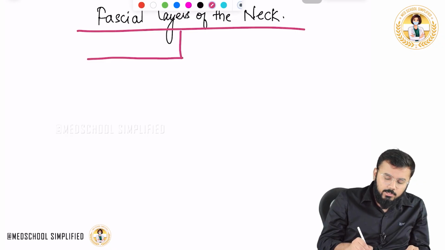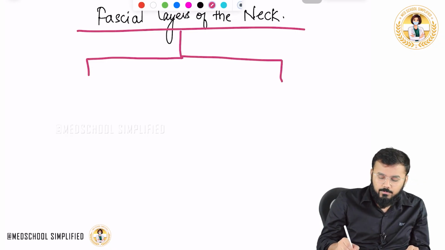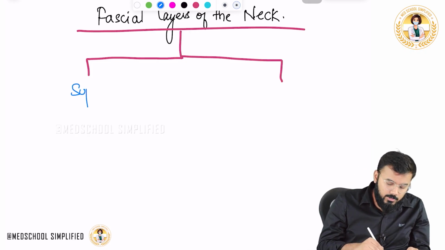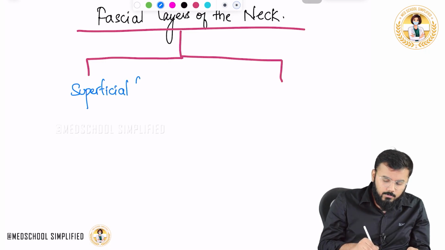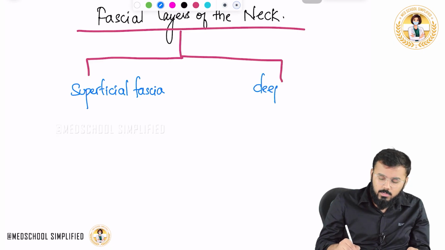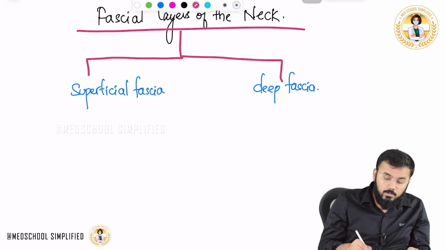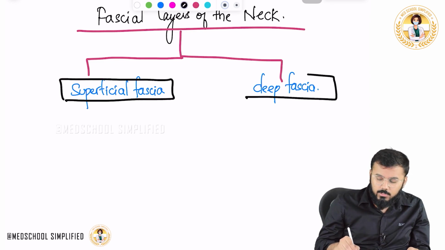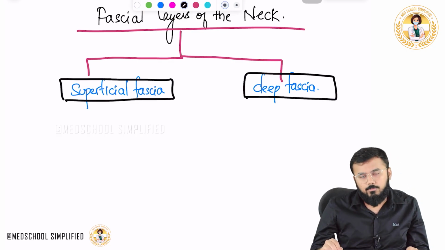Basically, within the neck region we have two different types of fascia. What are those two types? One is called the superficial fascia and the other one is called the deep fascia. So we have two important types of fascia: the superficial fascia and the deep fascia.